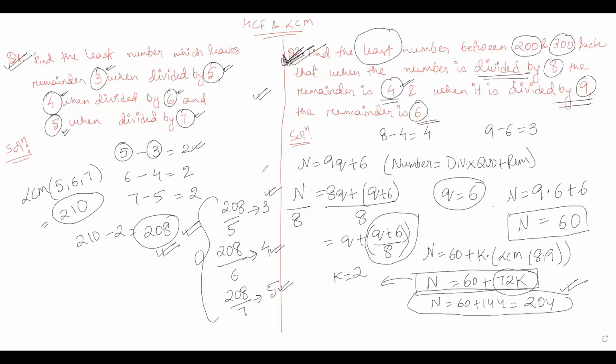So let me repeat this once again. When the difference between the divisor and the remainder is constant, we'll be following the first approach. That means we'll simply take the LCM of the divisors and then subtract the difference from the LCM. So that would be the final answer. But in the second case, when the difference between the divisor and the remainder is not the same, we'll try to structure the number, and then we can find the least number or whatever number has been asked.